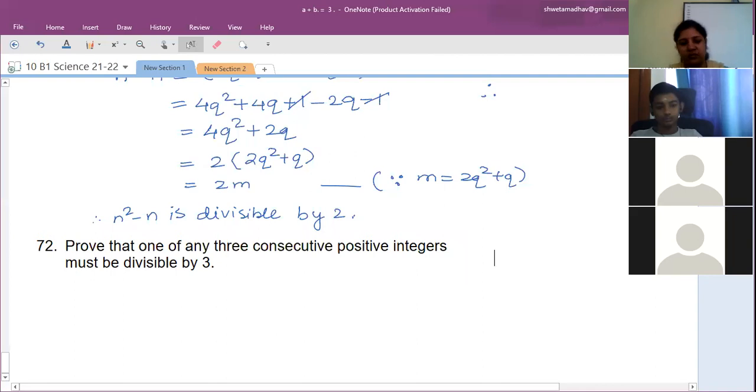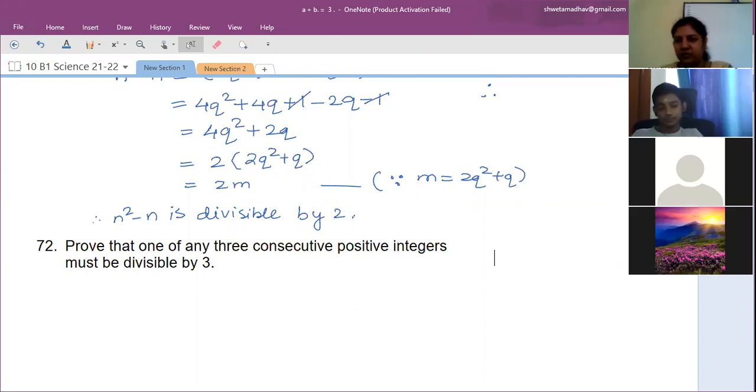Then we will go with the derivation differently. First, take any 3 consecutive numbers: 1, 2, 3. Out of that, are all 3 divisible by 3, or only 1? Only one. Only 3 is divisible by 3. Now take 25, 26, 27. Only 27 is divisible by 3.